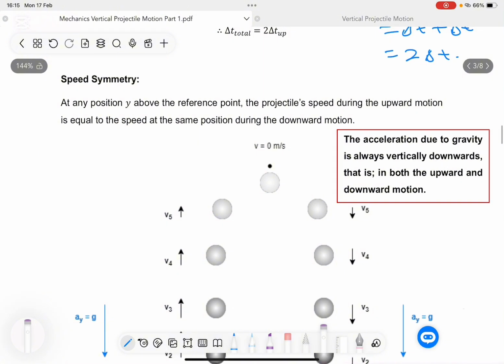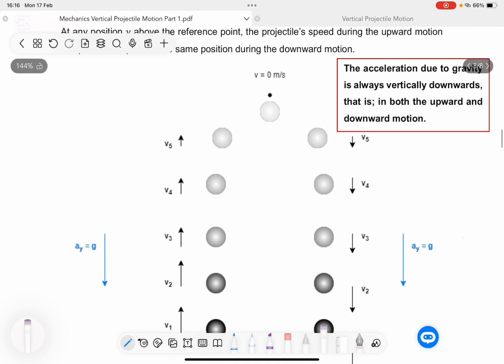So it is very important to distinguish between speed and velocity. We're saying that the speed is the magnitude of the velocity. So we only take the magnitude of the velocity, and that is what is the same at every point when it goes up and when it goes down.